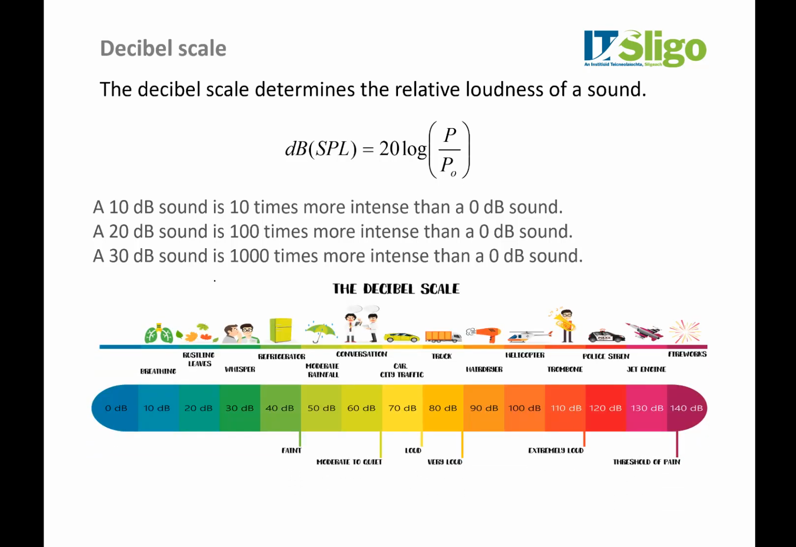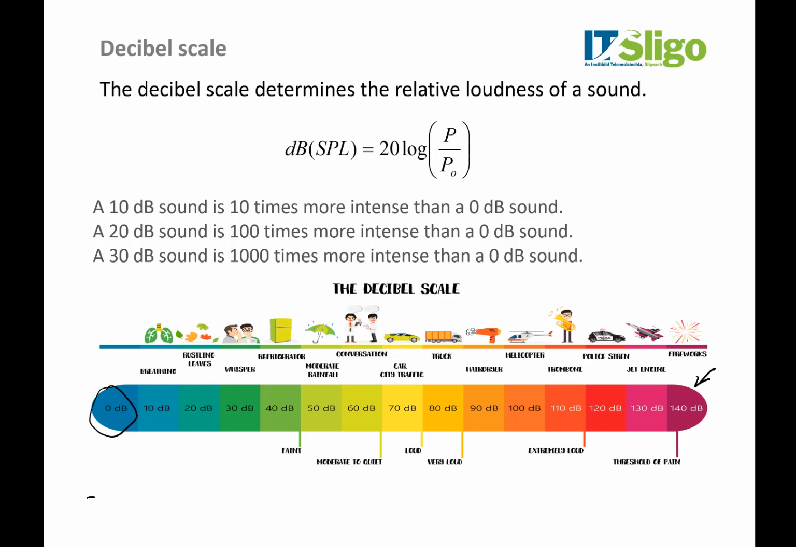And here's an example of the decibel scale. So it's not linear. And this is the threshold of pain. So this is the loudest noise you can hear before your eardrums physically rupture. And this is the quietest noise. So the decibel scale goes from 0 decibels up as far as 140 decibels.